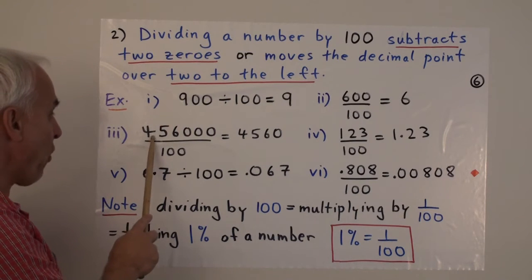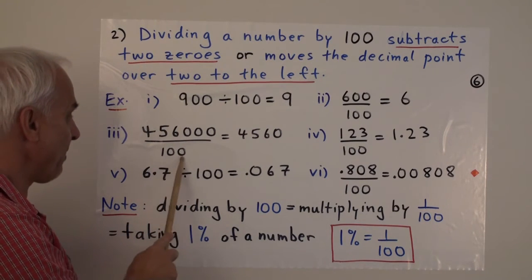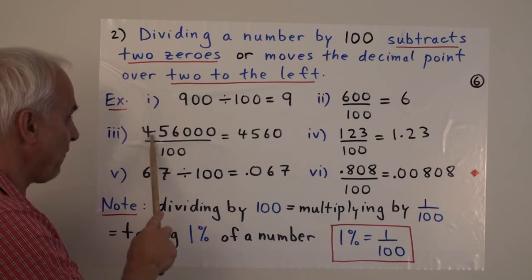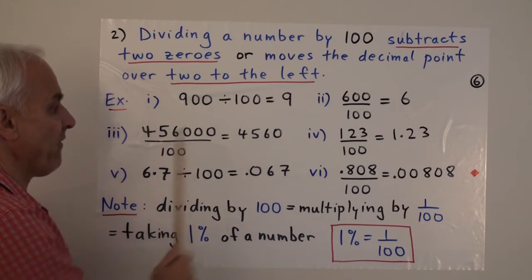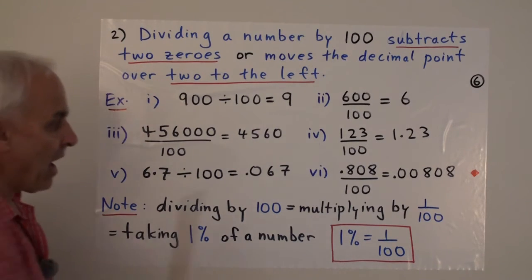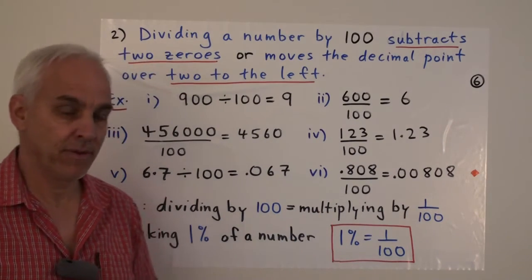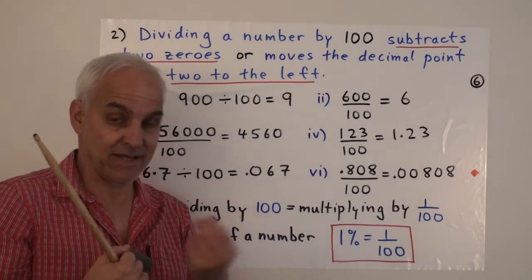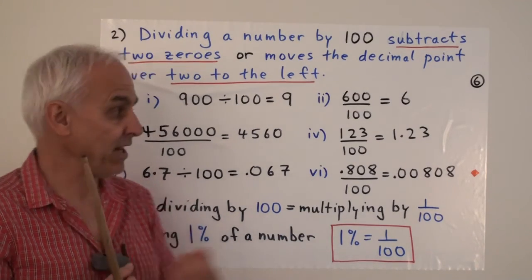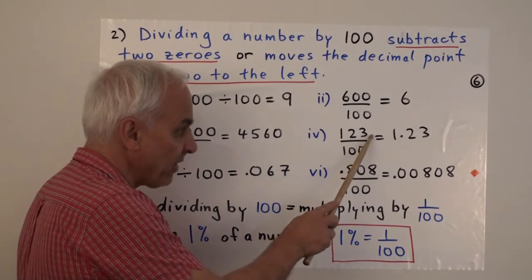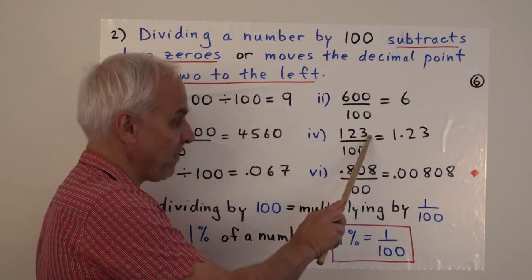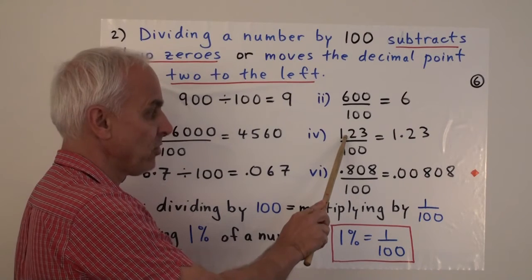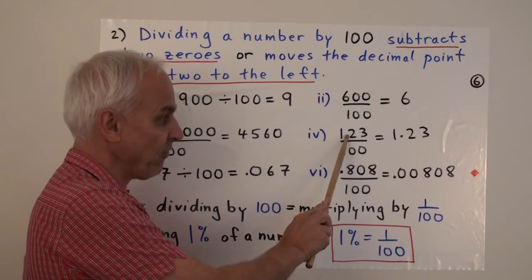A bigger number, 456,000 divided by 100. The effect is to remove the last 2 zeros, and then we get 4560, or 4,560. 123 divided by 100. In this case, there are no 2 zeros at the end. We have to think about what happens to the decimal point. Okay, we're going to get a decimal number. Right now, the decimal is sitting right there to the right of the 3. If we divide by 100, it moves over 2 places to the left to give us 1.23.